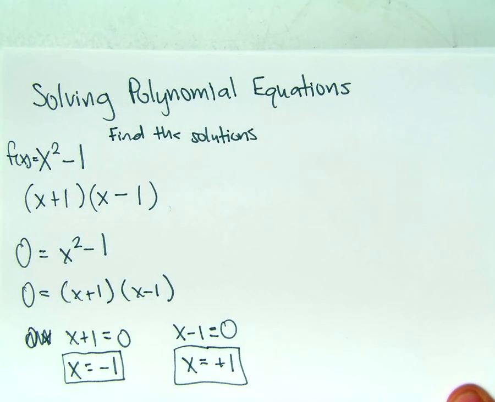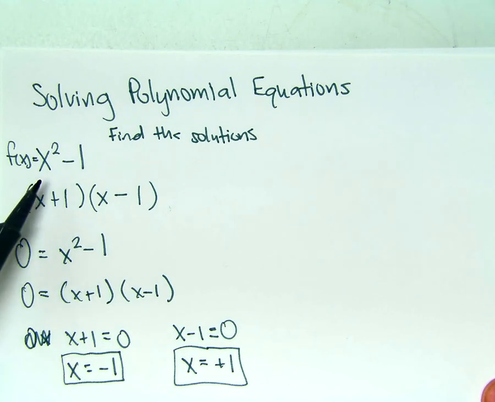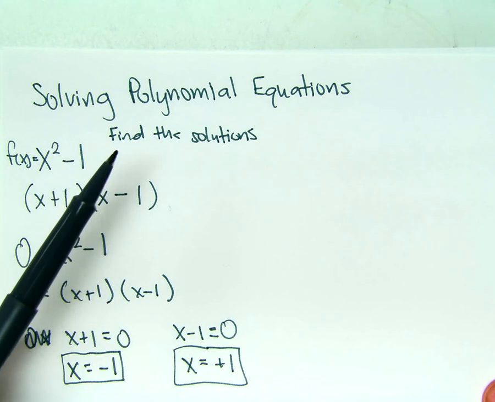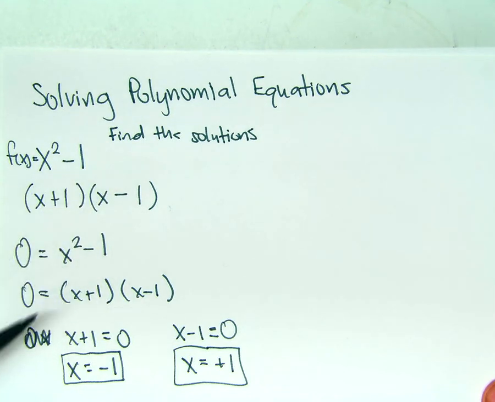We call these zeros. Okay, so that's the main difference from what we did last week to what we're doing this week: now we're given our polynomial as a function and we're asked to find the solutions. So we're still going to factor, and once we factor, before we would stop here. Now we're going to set this equal to 0 and find what x equals. Okay, are we good so far?